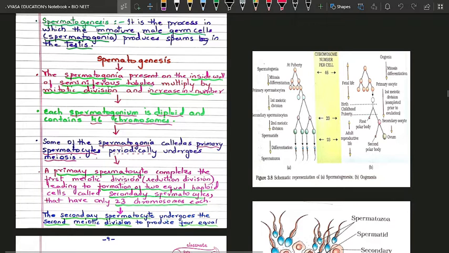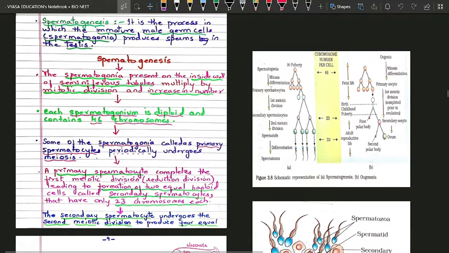The spermatogonia are present on the inside wall of the seminiferous tubules. We have seen the male germ cells, as well as the Sertoli cells, which line the inside of the seminiferous tubules. They multiply by mitotic division. You can see here, spermatogonia multiply by mitosis, and they increase in number. See, they have increased in number.